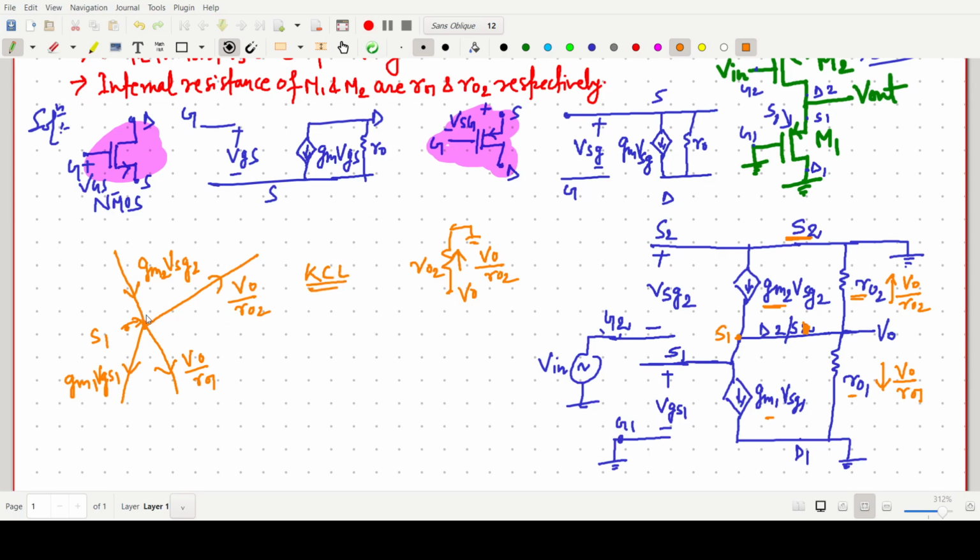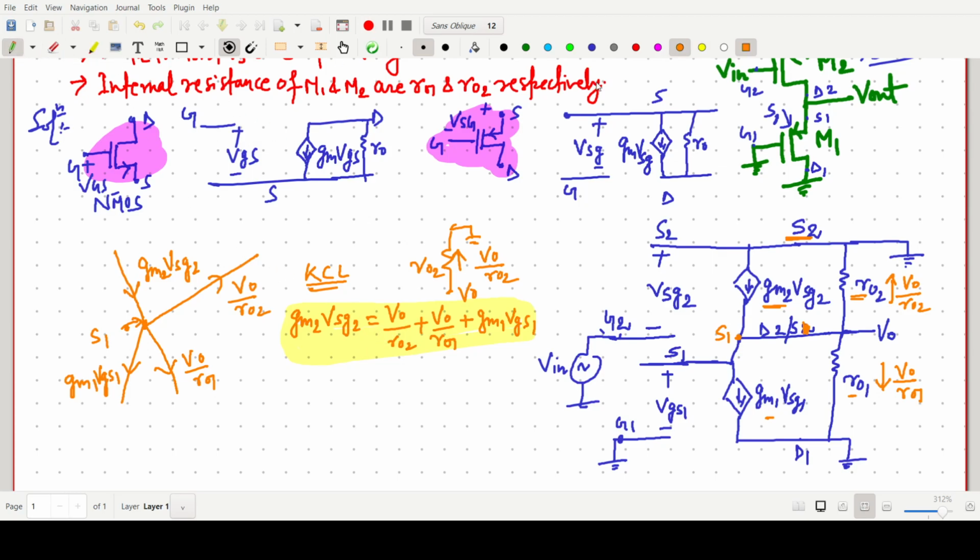If we write Kirchhoff's current law, the total incoming current, that is gm2 VSG2, equals the total outgoing, so V naught by R naught 2 plus V naught by R naught 1 plus gm1 VGS1. If you write this equation, then your 50% work is over.